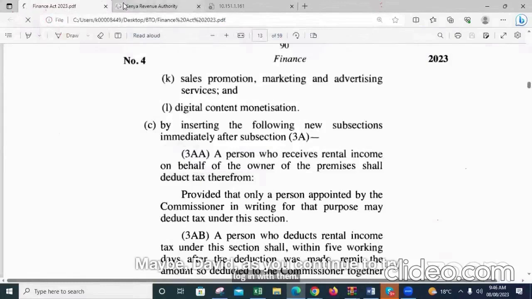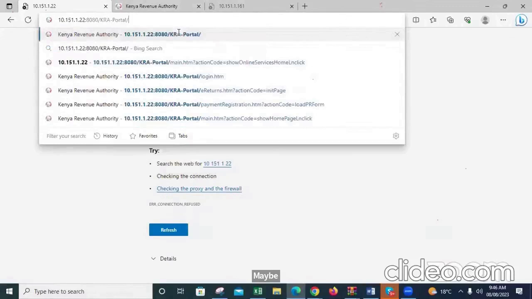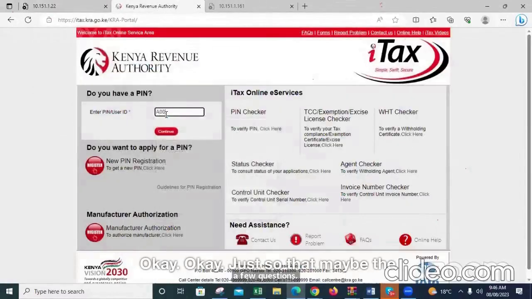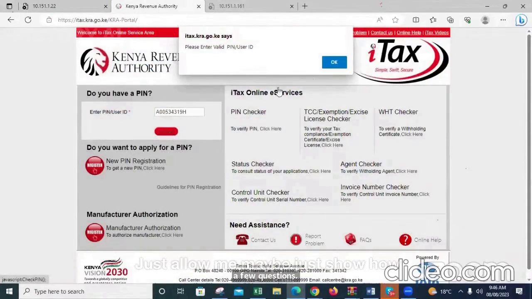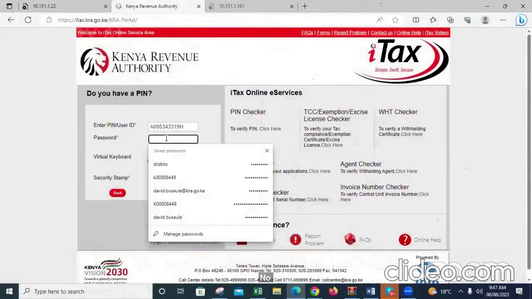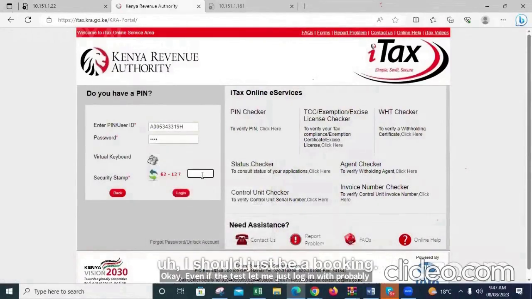David, as you continue to try to log in, we can pick a few questions. Okay, just so that the flow is not interrupted, allow me to show how to generate the payment slip, and then we can go to the questions. No problem. Let me just log in with my individual PIN. It's not that I'm an employer, but I should just be able to.